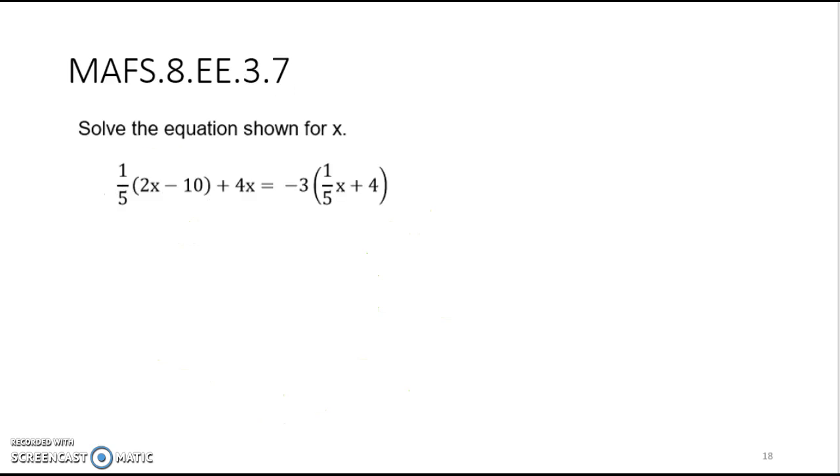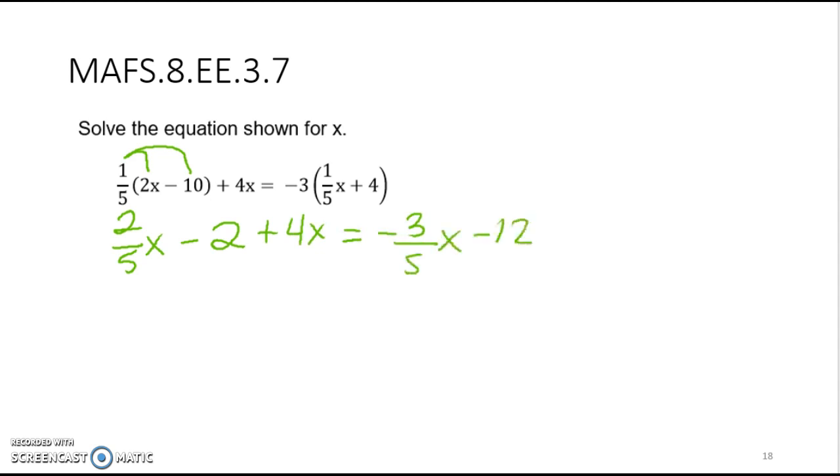All right. And let's look at this one real quick before my timer runs out here. Let's go ahead and solve for x. Remember, we need to distribute first. So 1/5 times 2x would give me 2/5 x minus 1/5 of 10 is 2 plus 4x equals negative 3/5 x minus 12. It does look like my timer is going to run out, so we're going to pick this one up in part 3.